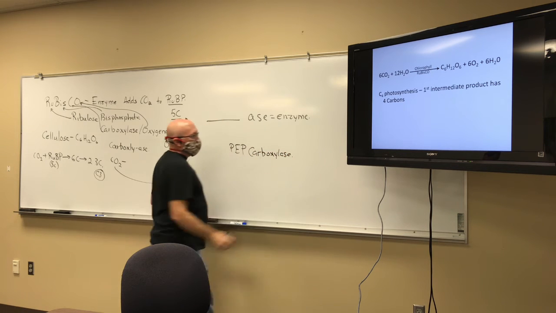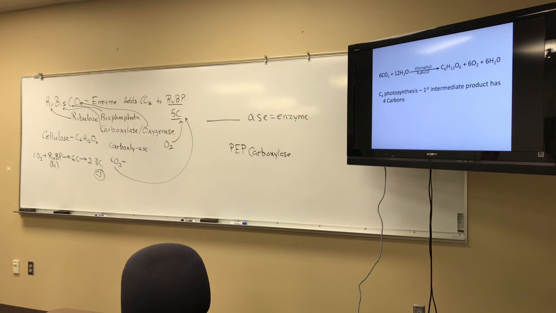You know this is an enzyme, why? You have the ASE at the end. What does this enzyme operate on? What does it interact with? Carbon dioxide. Does it interact with oxygen? No, not at all. We would have called it an oxygenase then. So we know that PEP carboxylase only interacts with carbon dioxide because it's a carboxylase. It doesn't have an oxygenase function.